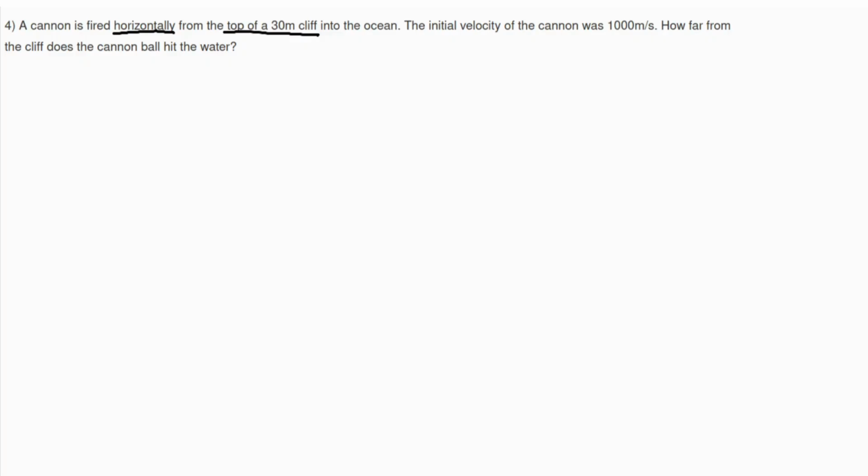And I'll draw out what that means. The initial velocity was 1,000 meters per second. So it's getting launched pretty fast. So let's draw this out. We have our cliff. Draw that here. We'll draw our cannon.